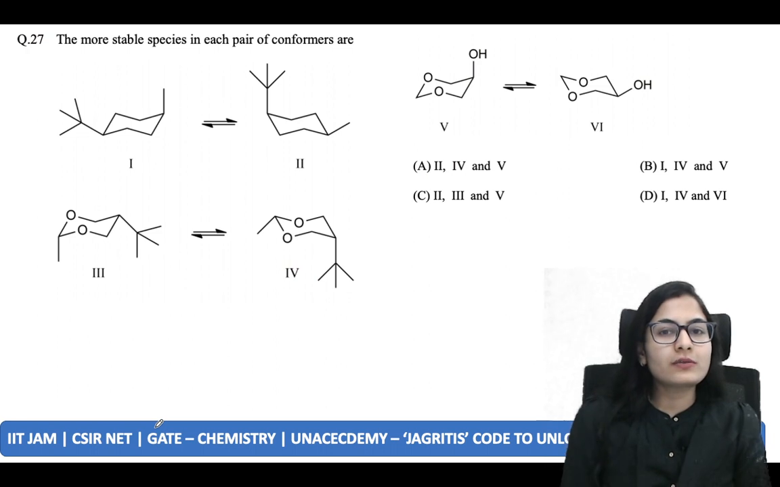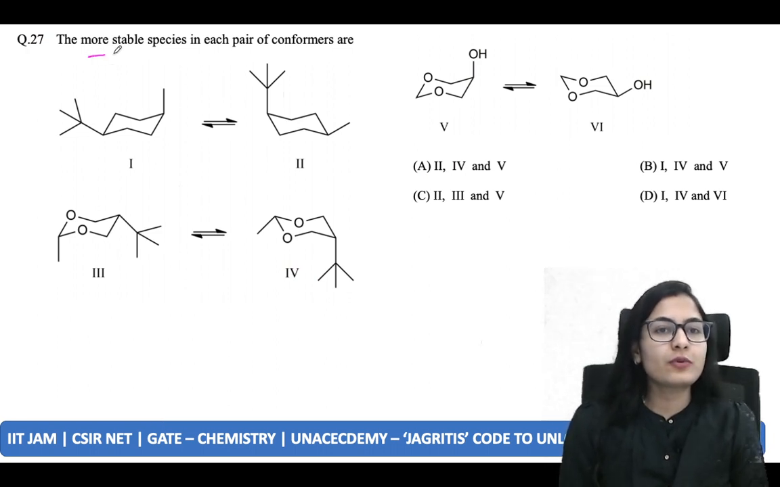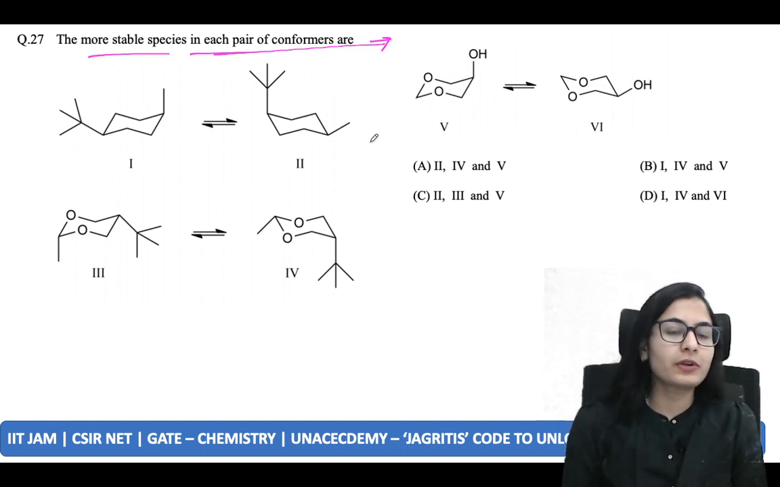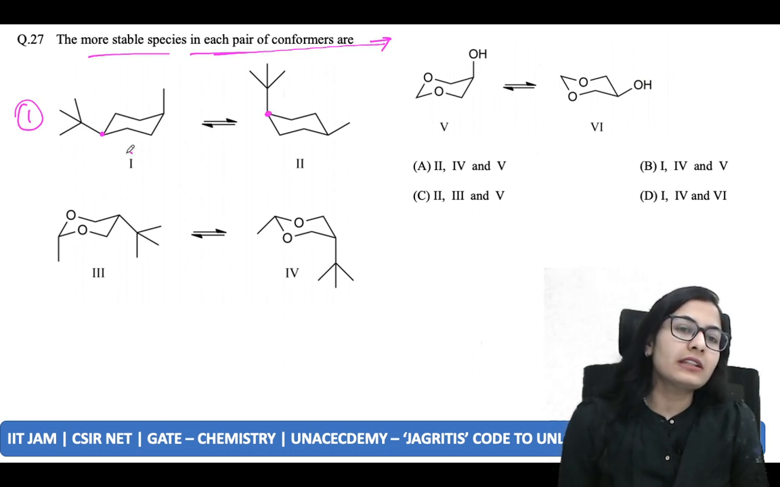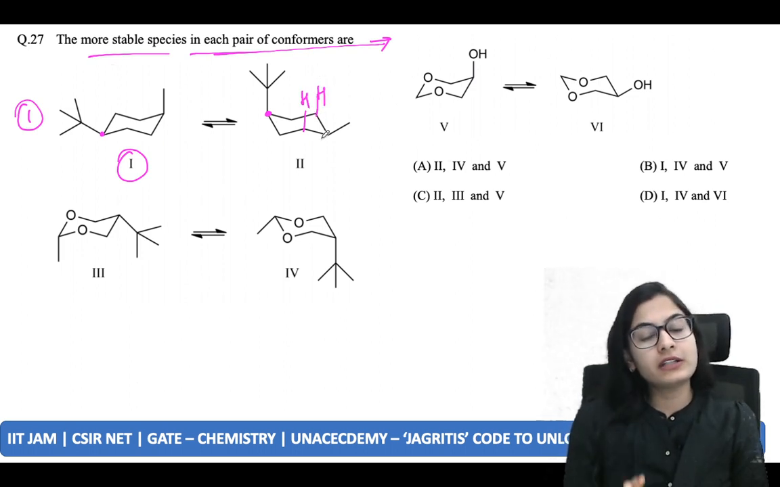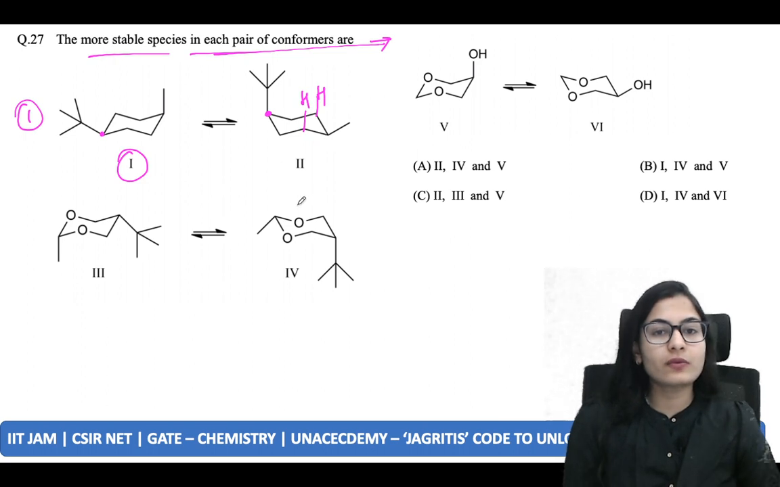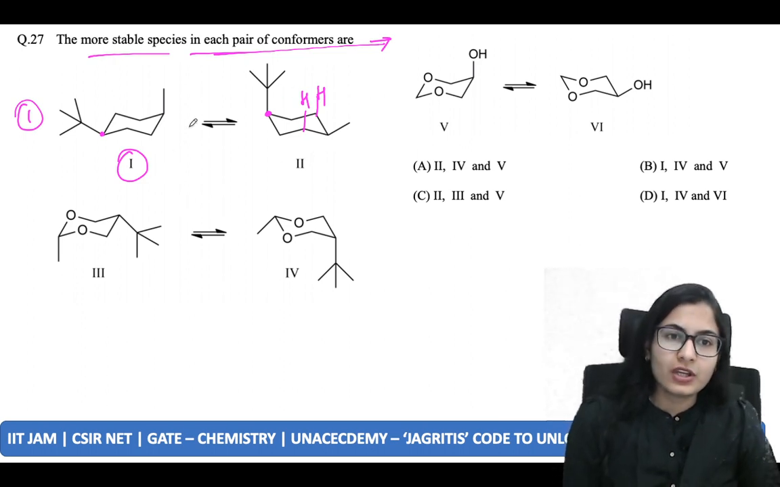We move onwards to another good question, that is, more stable species in each pair of conformers are. You can stop the video, do it by yourself as well. So guys, in the first example that you see over here, you are having the tertiary butyl group in equatorial and here in the axial. Absolutely, this is going to be more stable. Why? Because in the axial, the tertiary butyl group causes a lot of 1,3 diaxial interactions with these hydrogens. So 1 is more stable, I would say.